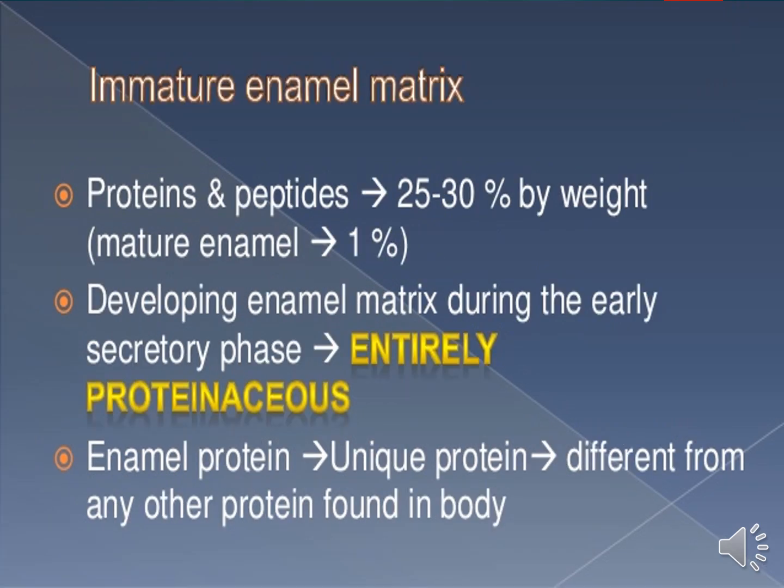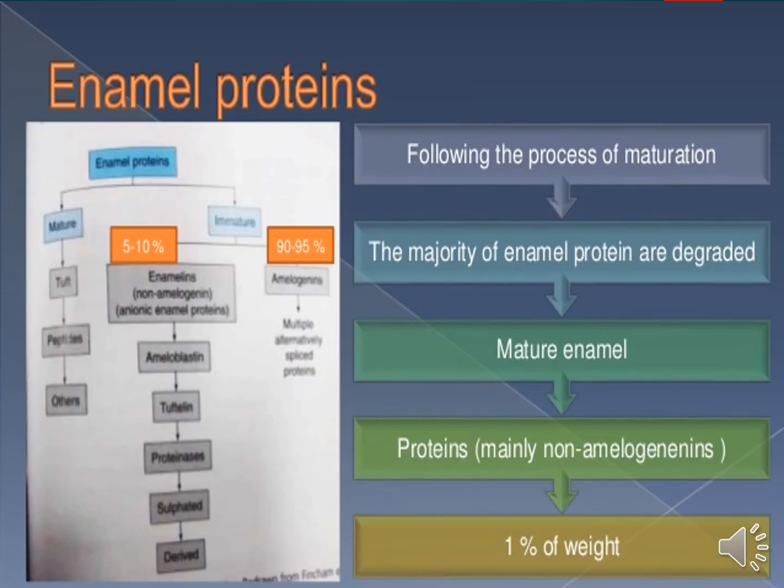Enamel maturation happens by the removal of various enamel proteins. We will talk about enamel proteins. They are ubiquitous in nature, but they are different from the proteins in other parts of the body. So in maturation, the 30% protein in enamel will come down to 1%. So what are these enamel proteins? There are two types, mature and immature forms.